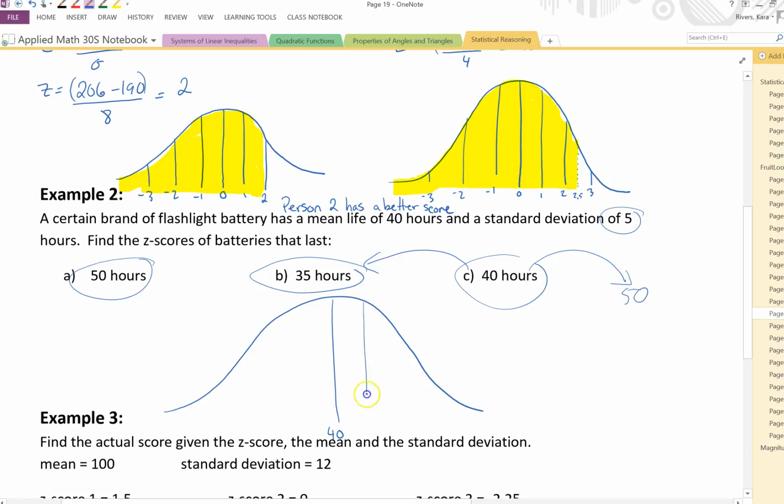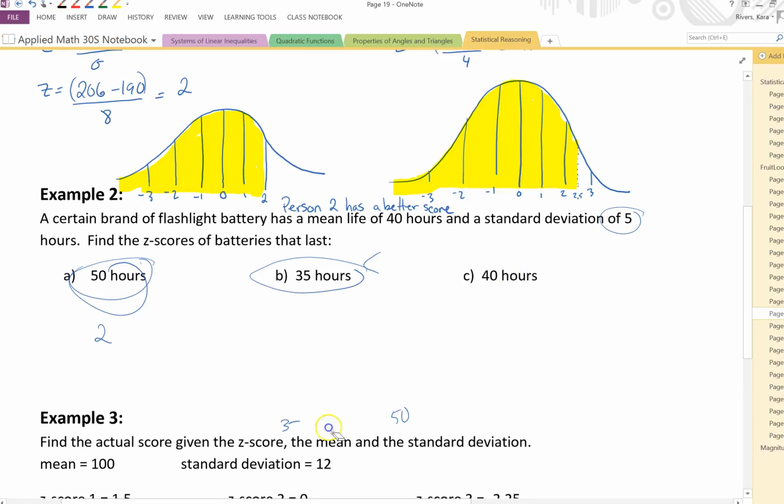So 1 standard deviation above the mean would be 45. 2 standard deviations above the mean would be 50. So you can see, that would be at 2. You can see where that would be, and 1 standard deviation below the mean would give us 35 because you're subtracting 5. When we use our formula, we should find that this is a Z-score of 0, this is a Z-score of 2, and this is a Z-score of 1. Okay, I'm going to erase all this, and let's see if that actually holds true.